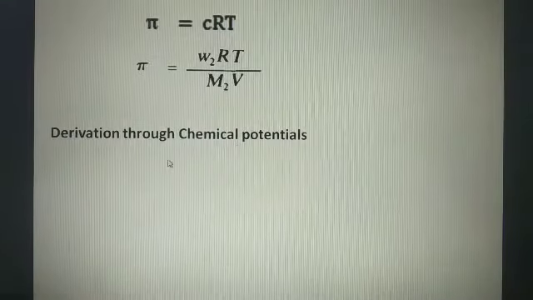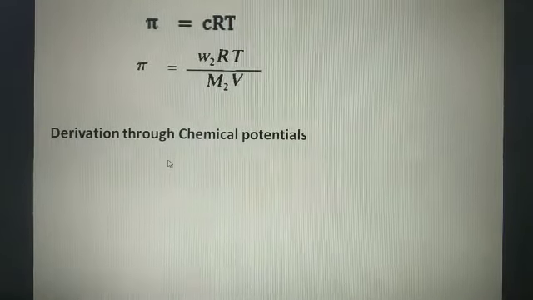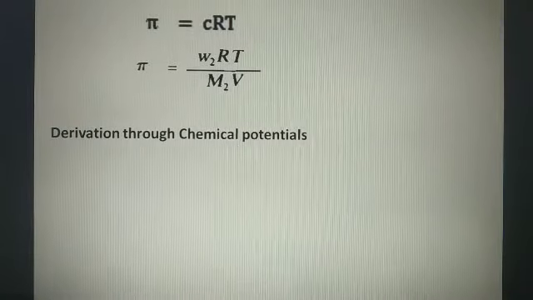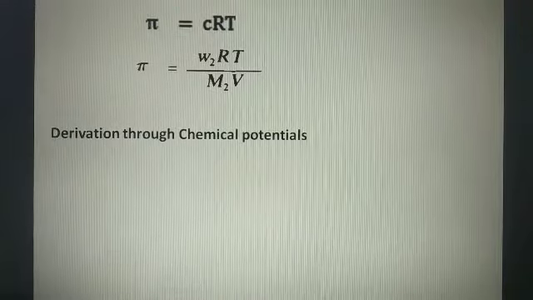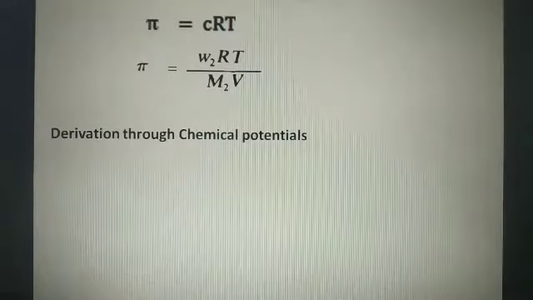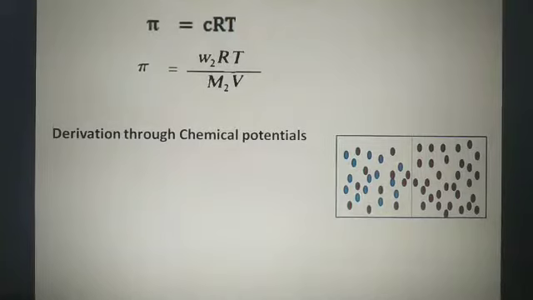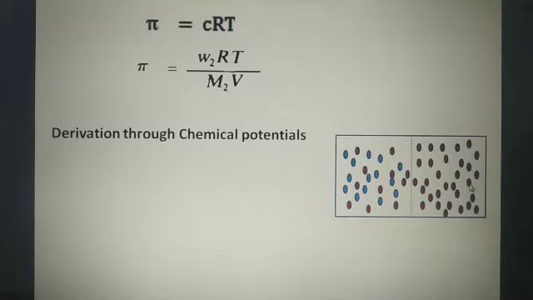Now how to derive this equation, pi is equal to CRT, that is the van't Hoff equation, with the help of the chemical potential. Let us see that. So here you are looking at a picture in which one side is the solution side and the other side is the solvent side. I think it is very obvious which is solution and which is solvent. Since here the red portion only means it is solvent. Here red and blue means it is a solution.